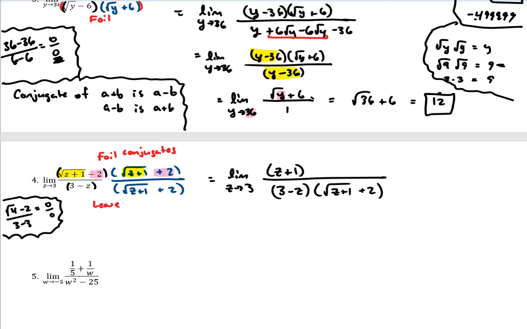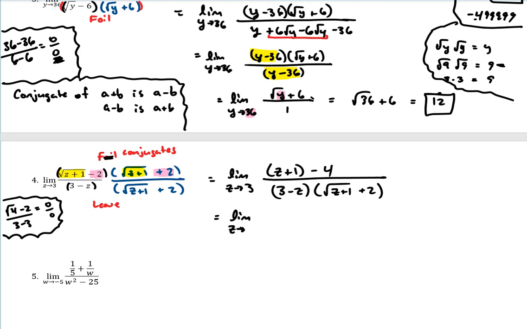So FOIL with conjugates really skips those two. It's really just multiply the first and the last, because the outside and inside will always zero each other out. So I just want to save a step. Negative 2 times 2 is negative 4. And then, well, let's continue simplifying it. So that is as good as it gets. I'm just, again, saving a step on it.